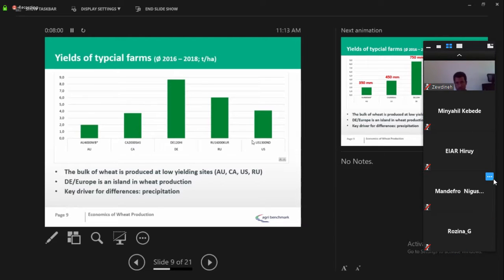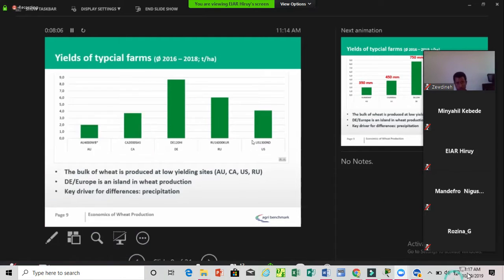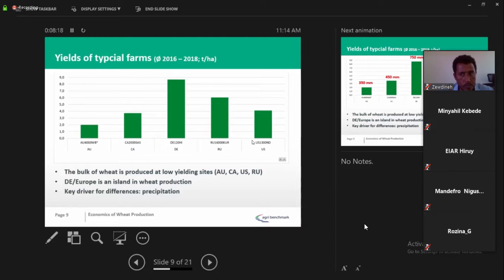Just to help you understand, this is the name of the typical farm. The first two letters stand for the country where the farm is located, so that is Australia. The number is the size of the farm in hectares, so the total farm, not the wheat acreage. And the two-letter code at the end stands for the region in the country. So we don't say this farm is typical for Australia, we rather say this is typical for the Western wheat belt, right? Western Australia. This is a Canadian farm in Saskatchewan.